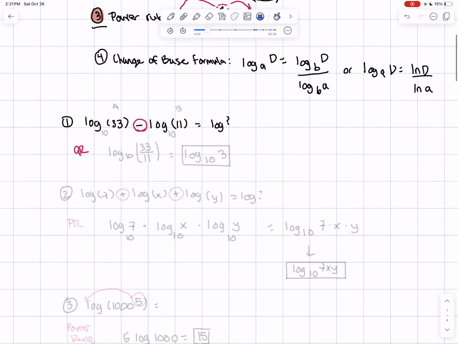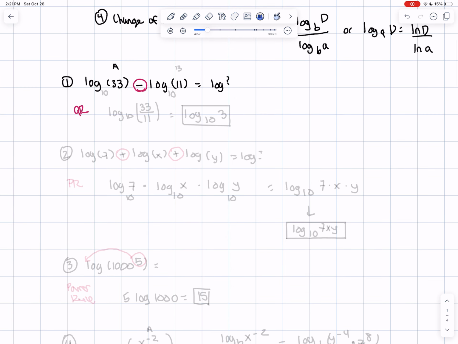So I'm going to label this as A, and I'll label this as B. And in a problem that does not have a number for the base, we always know that that number will be 10. So if they don't give it to you, just think there's a 10 there. So we're going to have log base 10 of 33 over 11. So A over B. So 33 divided by 11 is 3. Easy.